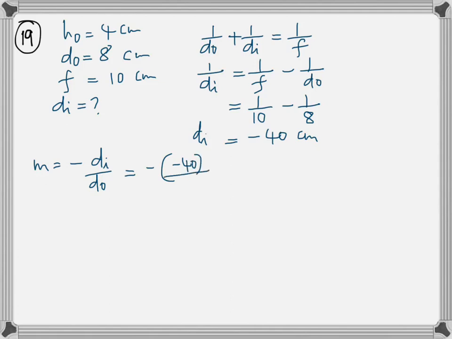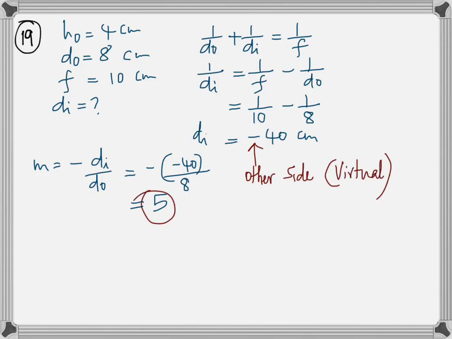So put that back. There are 2 negatives now, so that's going to be 5 times magnified. If it's negative, it's on the other side. It's a virtual image, and the magnification is 5. So the answer is C, 40 centimeter on the other side, and virtual, 5 times bigger.